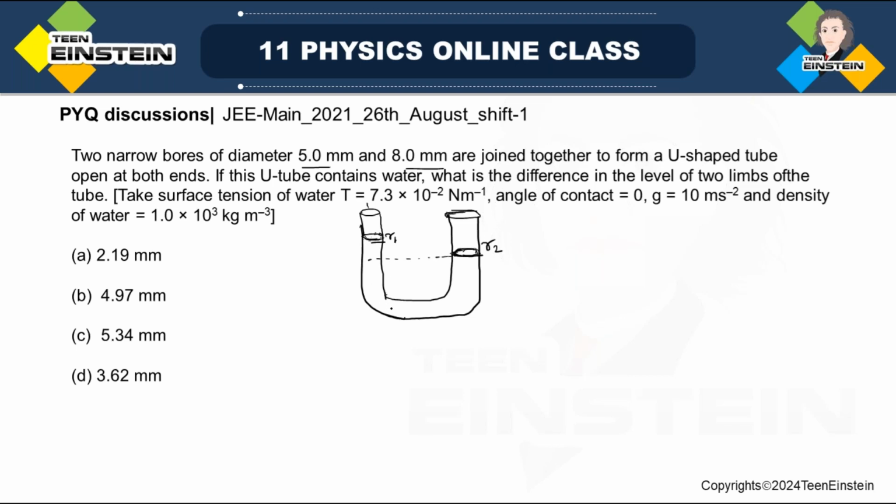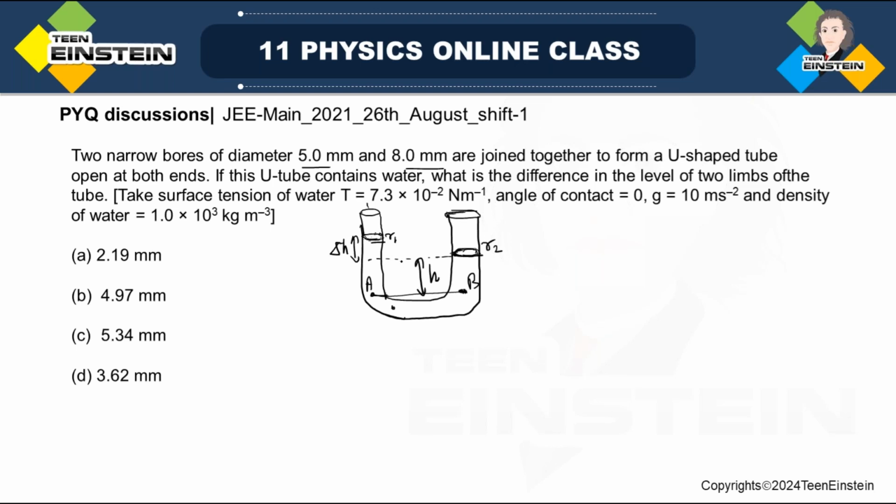Okay, let us consider two points, A and B, somewhere here. These are at the same horizontal level inside the liquid or water here. So these two points will have the same pressure, because they are at the same horizontal level. Let us say this height is h and this height is delta h.